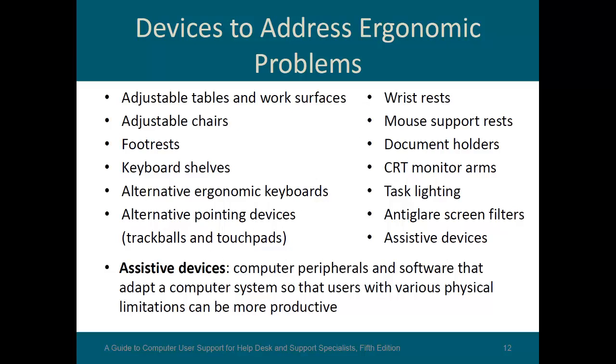Devices to address the ergonomic problems: adjustable tables, adjustable chairs, footrests, keyboard shelves, alternative ergonomic keyboards, some keyboards that possibly split in half and tilted slightly, allows carpal tunnel to be relieved. Alternative pointing devices such as a trackball. Some people cannot use mice because it hurts their wrists, so a trackball might be in order.